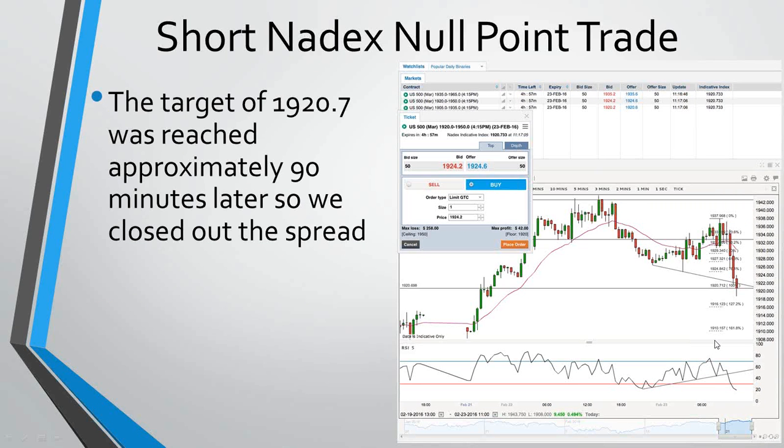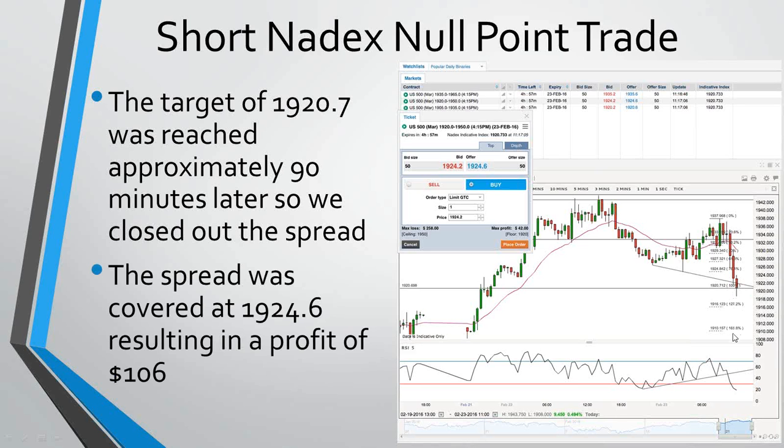Again, the target of 1920.70 was reached approximately 90 minutes later, so we closed out the spread. You can see the extension here off of the divergence and the reach of our target. Now, at this point, we don't care if it continues to go lower or not. We're going to go ahead and exit our spread. The spread was covered at 1924.6, resulting in a profit of $106.